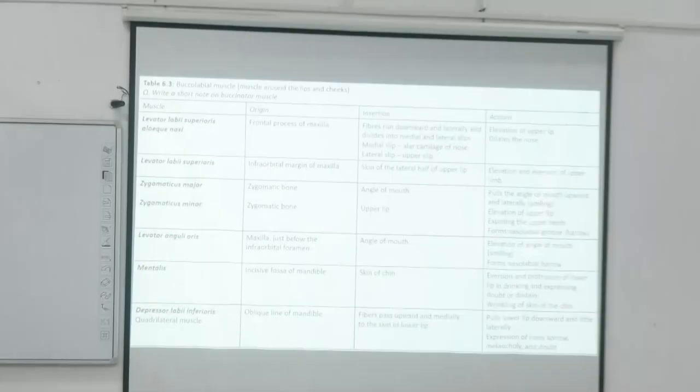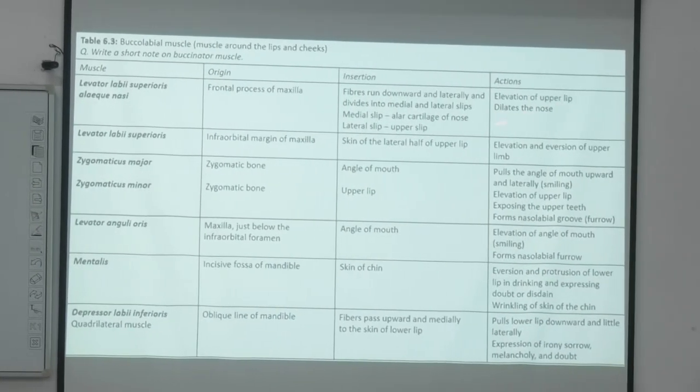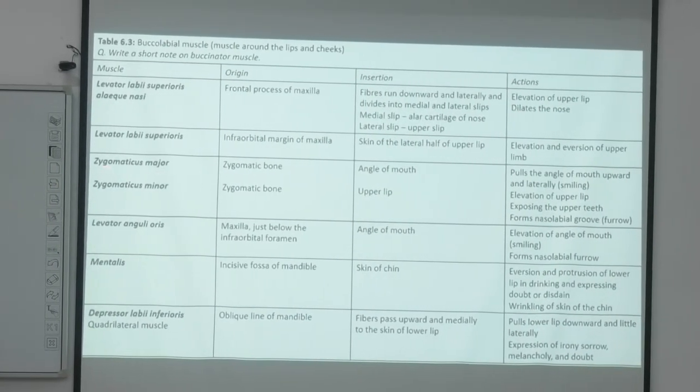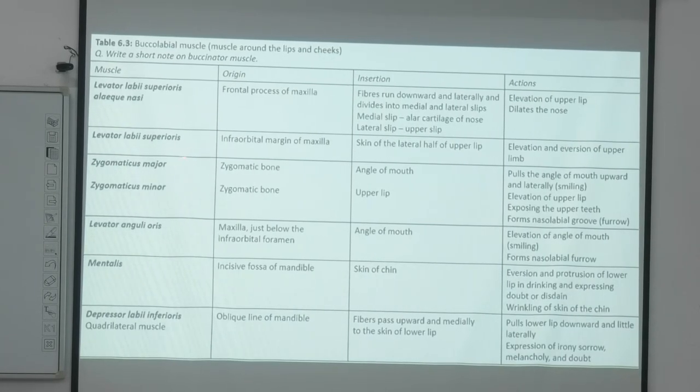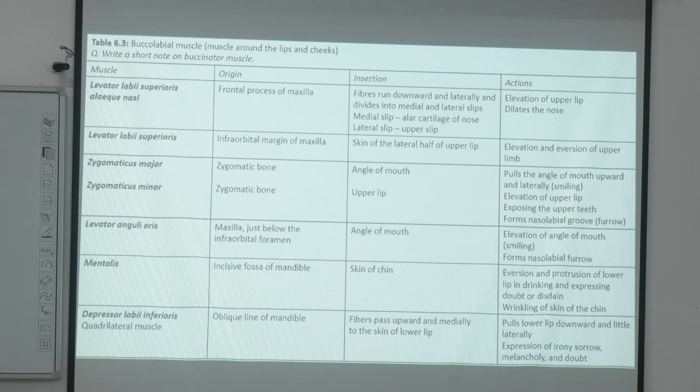So these are the origin and insertion. You have to know the action mainly. Levator labii superioris alaeque nasi helps in elevation of the upper lip and dilates the nose. Levator labii superioris: levator means elevation, labii means lips, superioris means upper lip. So it elevates the upper lip.